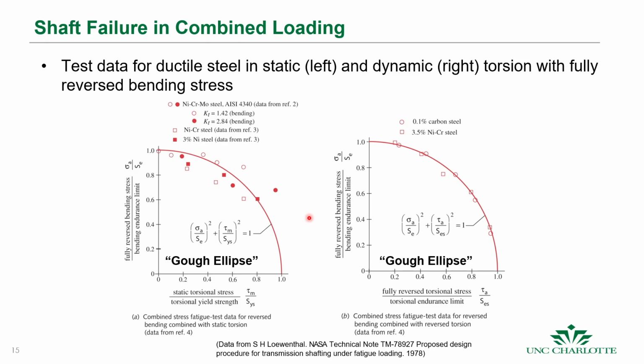Now, if we have fully reversed torsional stresses, as you see here, there's actually a little less spread in the data, and it closely follows this Gerber ellipse here. What's concerning is that when you have these static torsional stresses, you actually get failure inside this envelope. And so this method is less conservative than using the modified Goodman diagram as we've been using before, and so we'll use that.